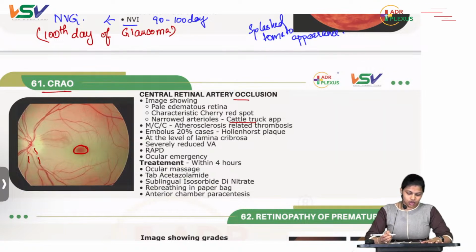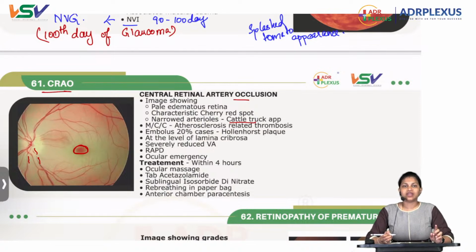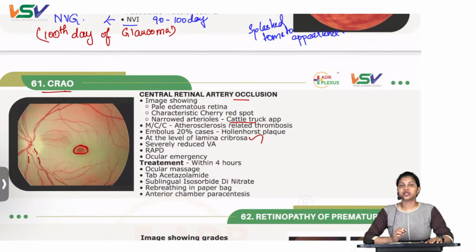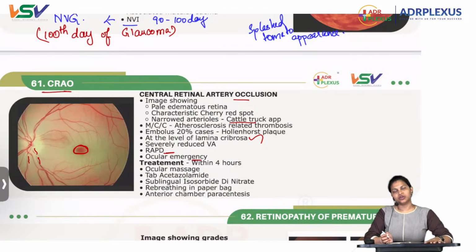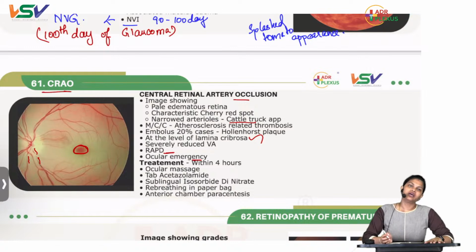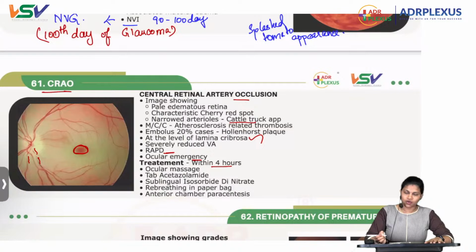And the most common cause is atherosclerosis related thrombosis, and 20% are embolus cases, which is Hollenhorst plaque. Now, the most common level of occlusion is at the level of lamina cribrosa, and the patient will present with severely reduced visual acuity. There will be a relative afferent pupillary defect, which is RAPD, and this is an ocular emergency. Now you know that for MI, stroke and all, you have some emergency times. Similarly, central retinal artery occlusion, it is within 4 hours. Okay, it is within 4 hours.